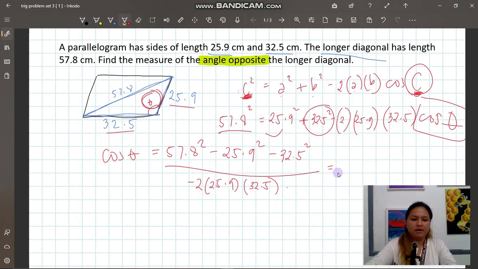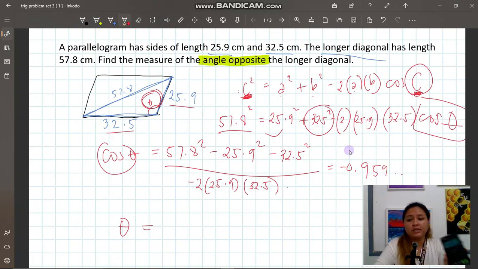And then, that's around negative 0.959. You can store the long value in the calculator. Then, to cancel out the cosine function, we need to apply arccos to that value. If you use a scientific calculator, you get the answer directly: shift cosine, or inverse cosine of the answer, that gives us 163.45 degrees.